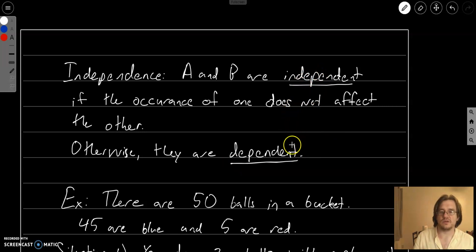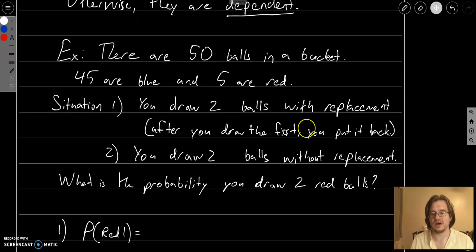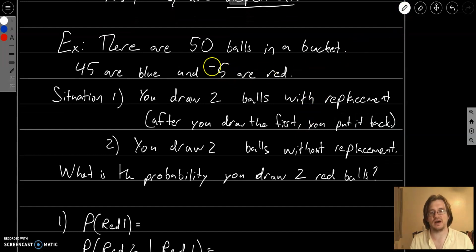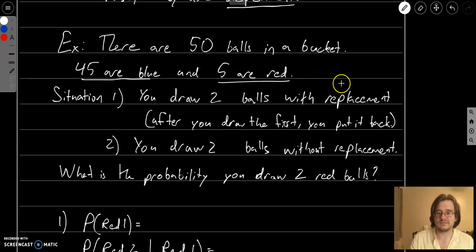So what I'll do now is go through an example calculating the probability that A occurs and then B, and I'll do an example where they're independent and an example where they're dependent. So this is a nice example. We're going to be drawing balls out of a bucket, and maybe there's a prize if you draw a red ball. So we have to reach in with our eyes closed and pull one out at random. 45 of the 50 balls in the bucket are blue, and there's only 5 red balls.